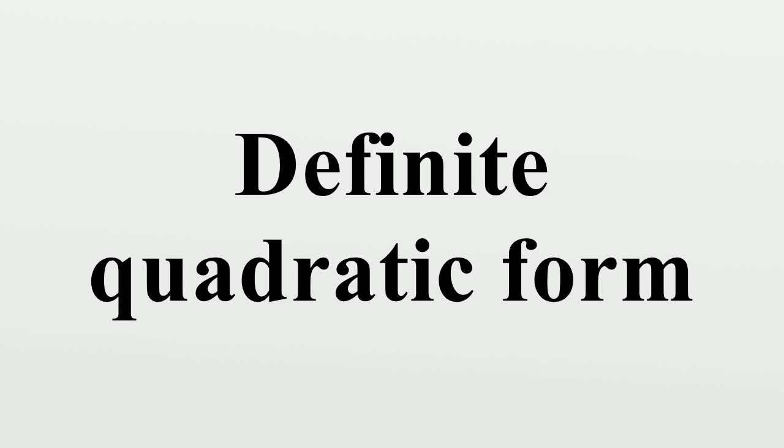In mathematics, a definite quadratic form is a quadratic form over some real vector space V that has the same sign for every non-zero vector of V. According to that sign, the quadratic form is called positive definite or negative definite.